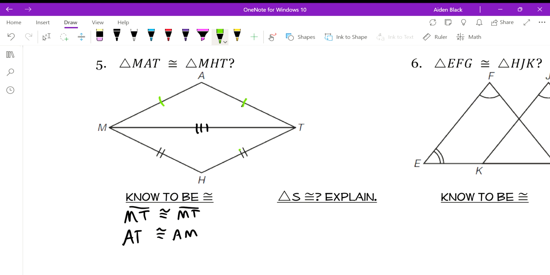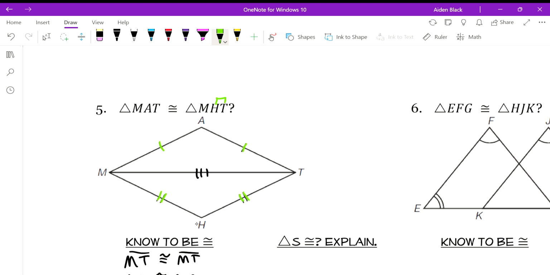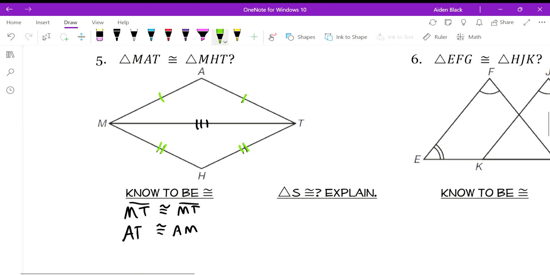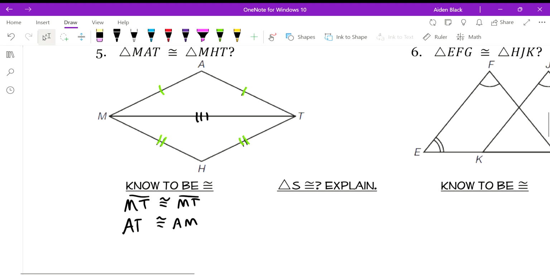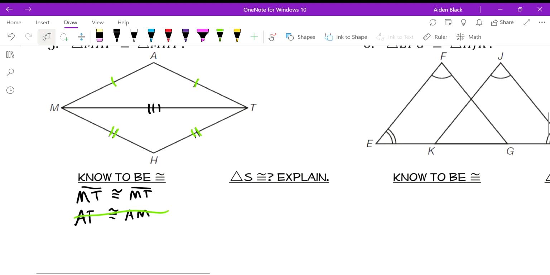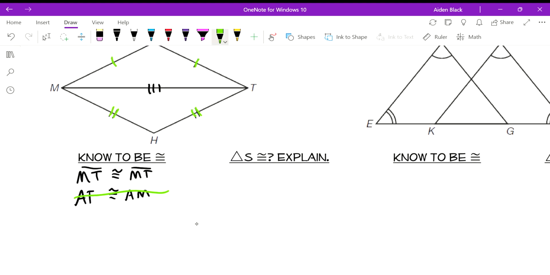Neither does this piece of information. HT is congruent to HM. Notice HT and HM only belong to this triangle, but this triangle over here has no H. So, while you do have sides, sides, and sides, they're not actually comparing the two different triangles. So this piece of information is invalid, and we don't have the information that we need to determine these are congruent.